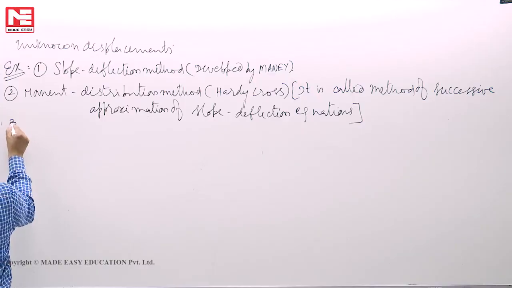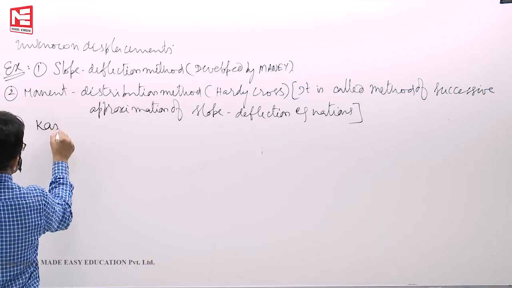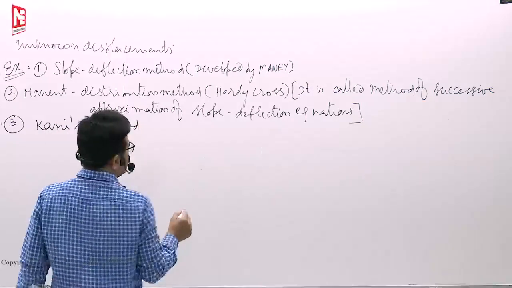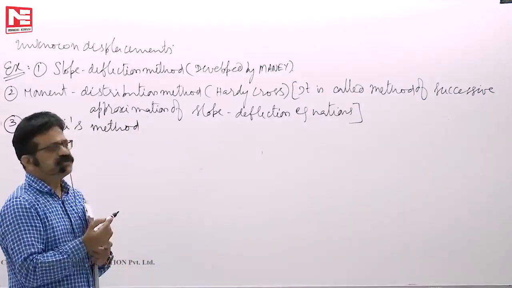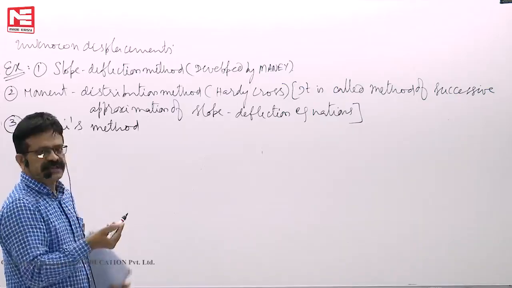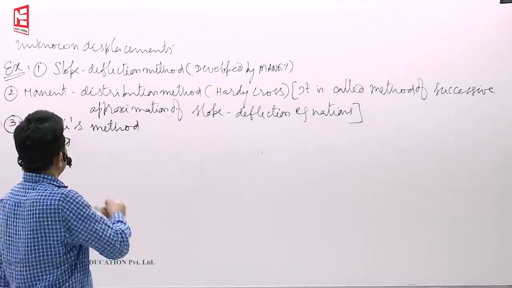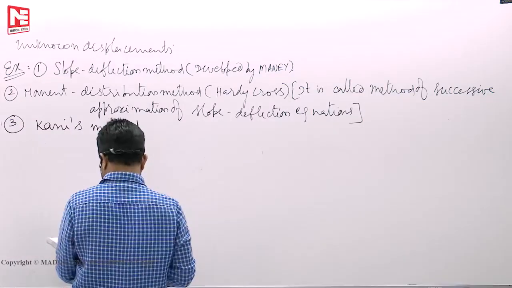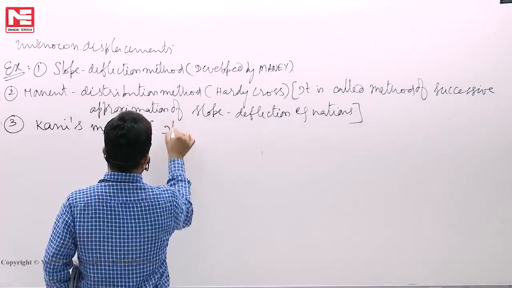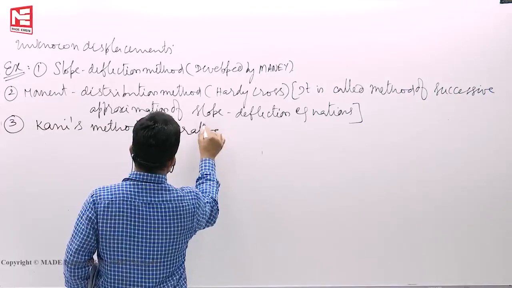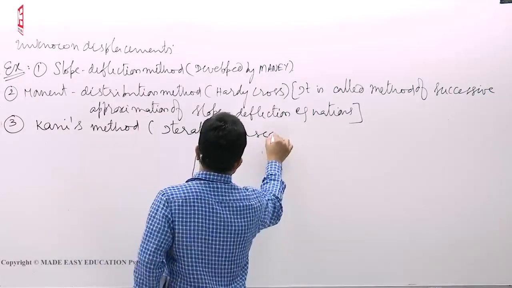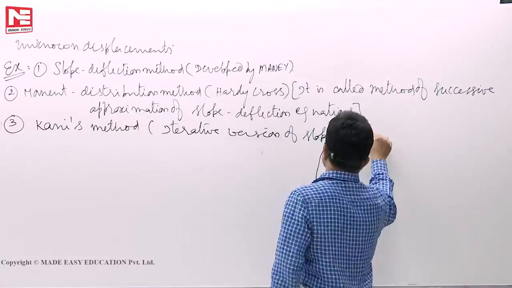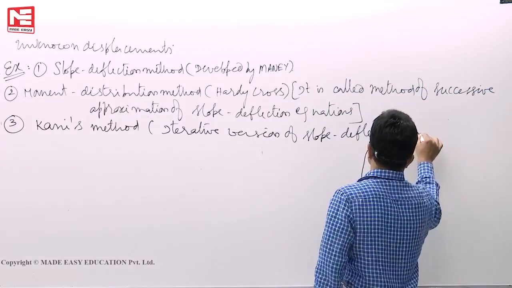Later on, one more person, Kani, gave another version. It is an iterative version, which we have not discussed because it is unlikely to come in the exam. So Kani's method is an iterative version of the slope deflection equations, an iterative version of the slope deflection method.